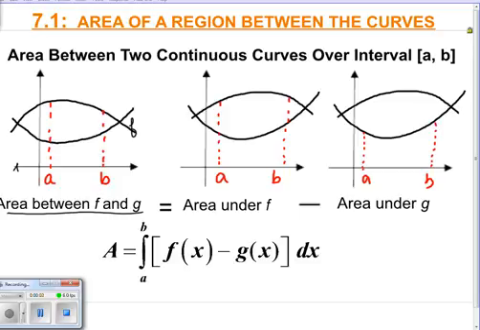Okay, welcome. Let's look at 7.1. As you can see, the topic is area of a region between the curves, and we're going to be able to calculate very precisely the area that resides between two curves.